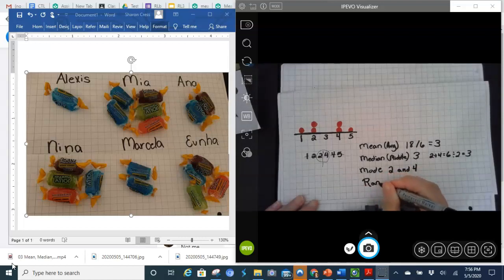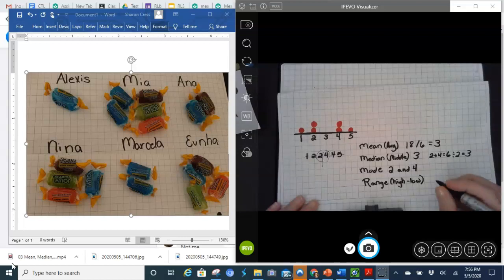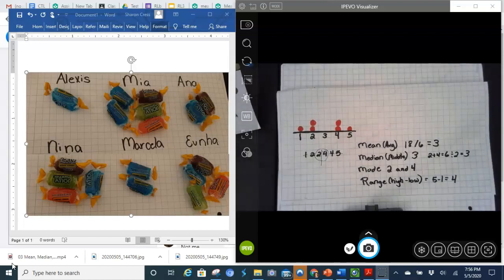Let's look at range. Range tells us not about the center, but it tells us how spread out our data is. And it's the high minus the low. So in this case, our high value is 5 and our low value is 1. So our range is 5 minus 1, which is 4. So we have mean, median, mode, and range. One more thing we want to add to this.